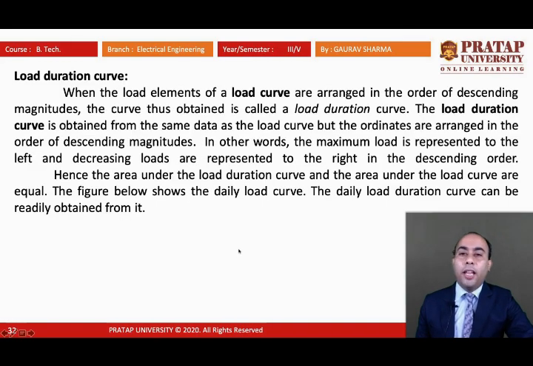When the load elements of the load curve are arranged in the order of descending magnitudes, the curve thus obtained is called a load duration curve. The load duration curve is obtained from the same data of the load curve, but the ordinates are arranged in the order of descending magnitudes.